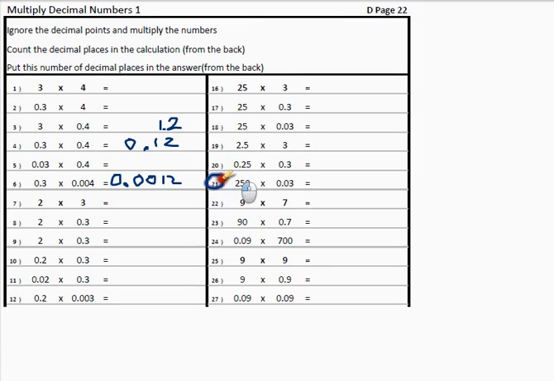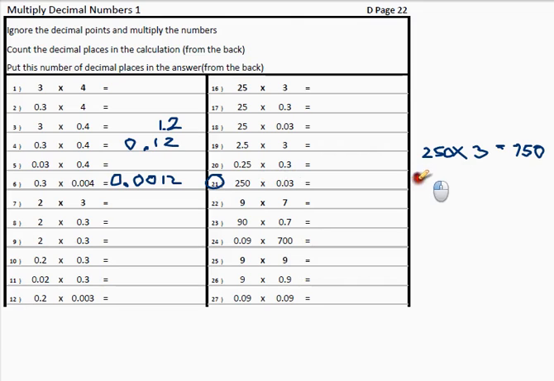Now this number 21 might be difficult. So let's look at that. First of all, ignore everything else and say 25 times by 3. And what is that? That is 75. Now we have 250, so there's a 0, there's a 0, okay? As I showed you in the multiplication 1 video. If you don't understand this, go back there. There are lots of practice worksheets you can do there. Okay, now we have a point in that number.